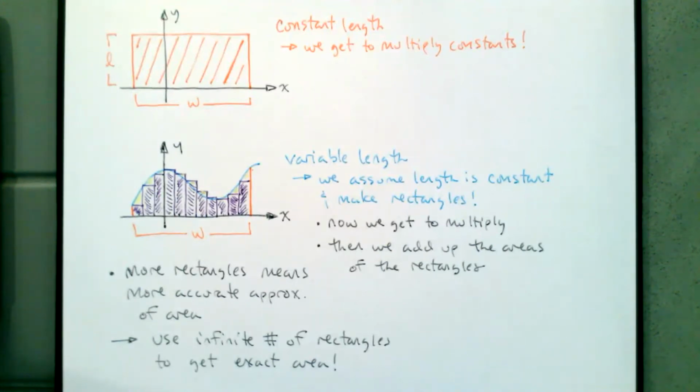Doing a thing more often improves your approximation. So do that thing infinitely often. This is the calculus way.